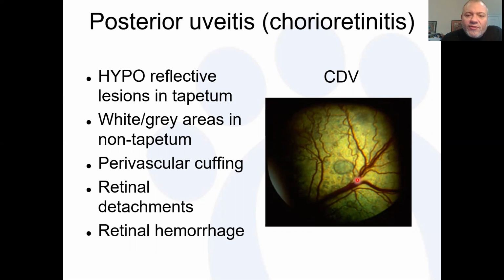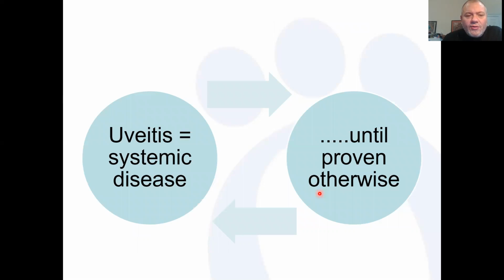So chorioretinitis refers to effectively posterior uveitis. We often see hyporeflective areas, so reduction in tapetal reflection, as we get inflammatory cells beneath the retina, as you can see in this CDV case. And we may see perivascular cuffing, so white blood cells building up around the blood vessels themselves, particularly in FIP in cats. We may see retinal detachment and retinal hemorrhage. So with uveitis, I can keep coming back to this point: think systemic disease until proven otherwise.